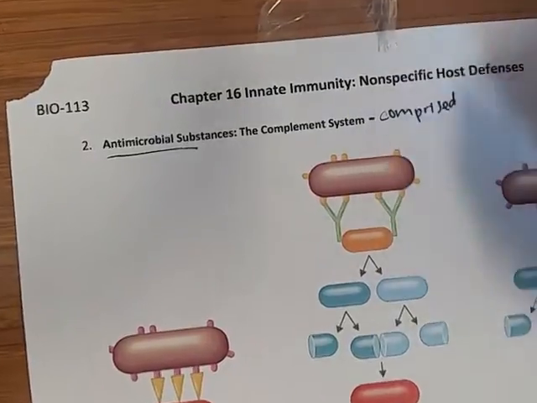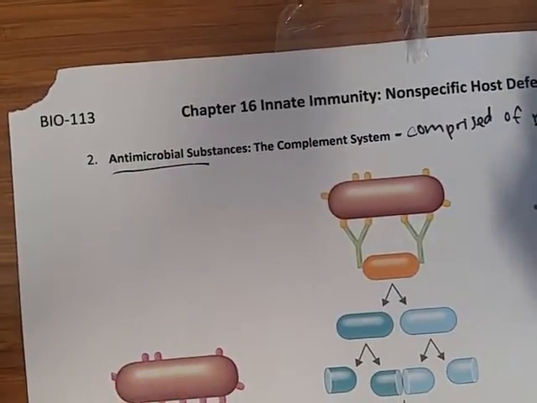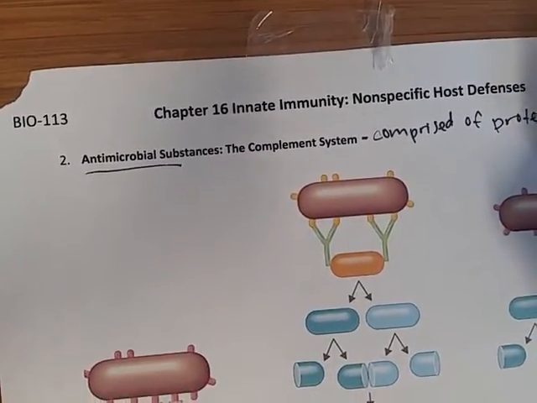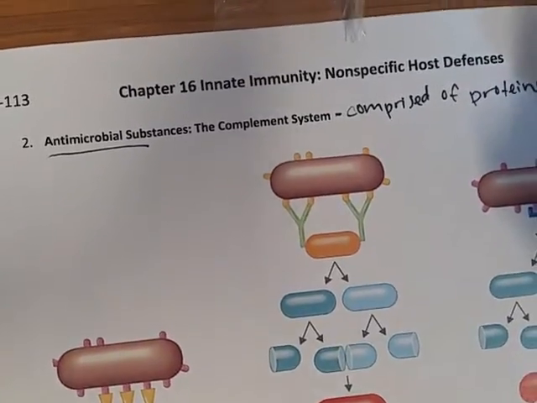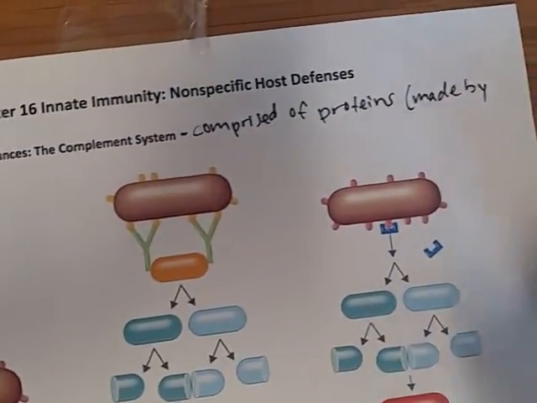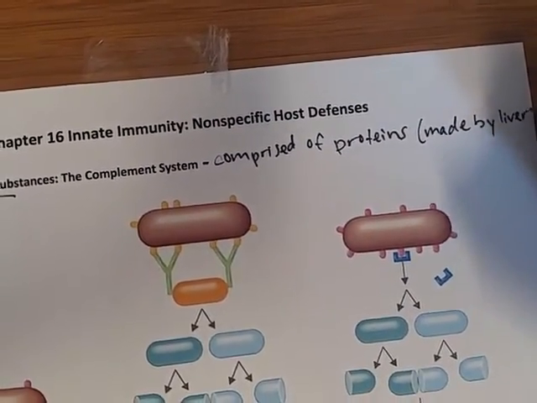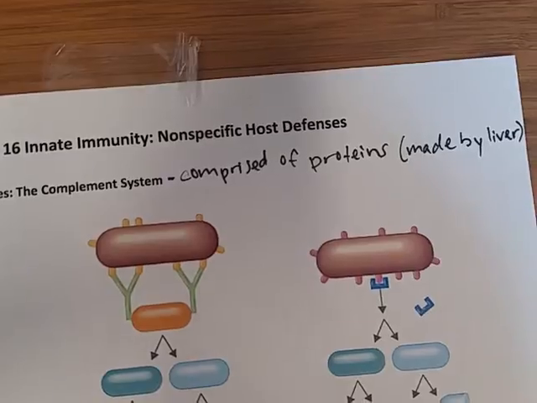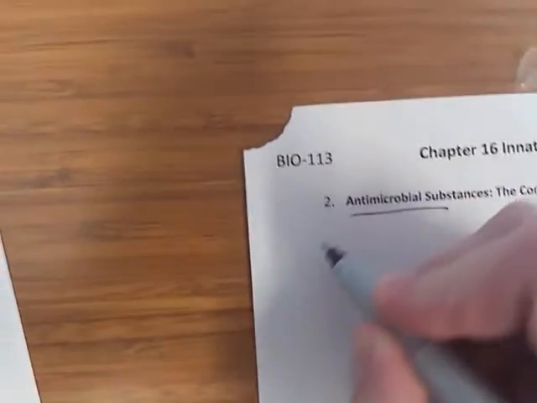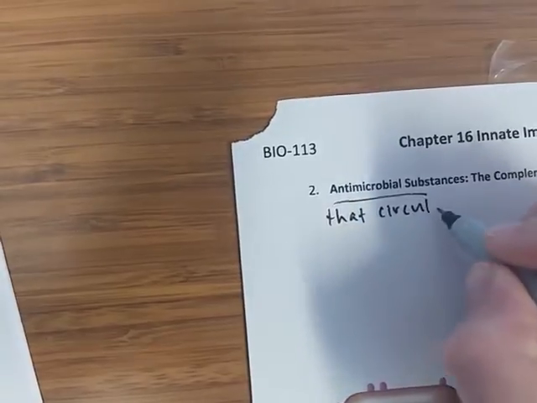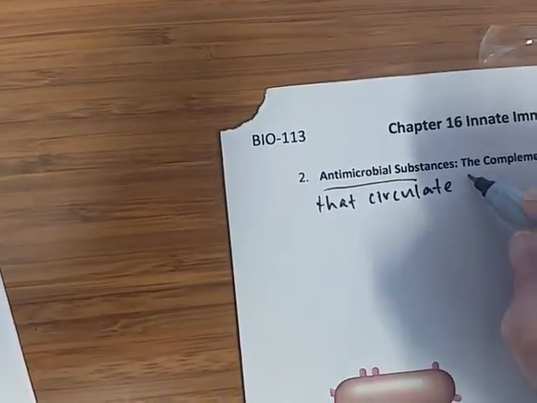So it's comprised of proteins that your body makes, specifically the liver. So made by the liver. And once these proteins are made by your liver, they're going to circulate throughout your blood and body tissues. We'll just put, so comprised of proteins that circulate. Let's put the body.